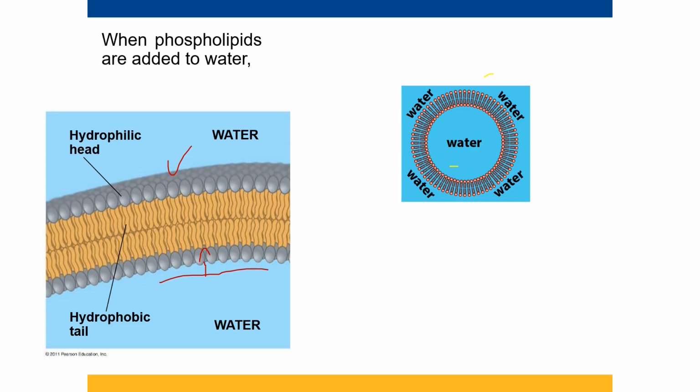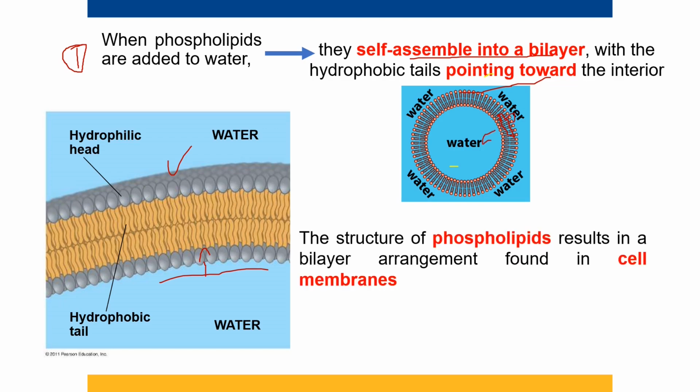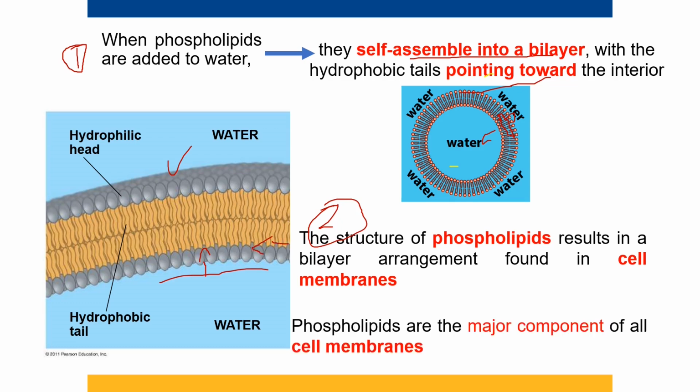So let's summarize what we have just talked about. First, I told you that when phospholipids are added to water, they self-assemble into a bilayer. The hydrophobic tails will be pointed into the interior, while the hydrophilic heads are pointing to the water. The second thing that I told you is that in living organisms, the phospholipids produce these cell membranes, these bilayers, and this is one of the major components of the cell membranes and is found in all living organisms.